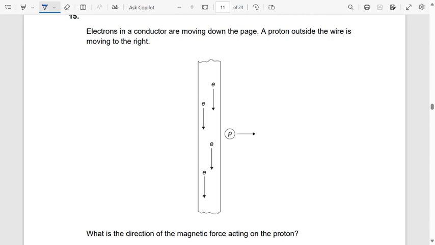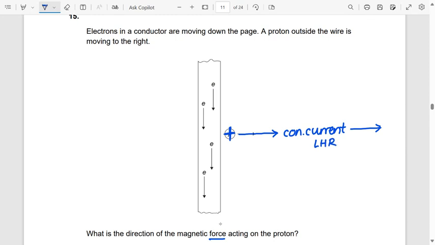So, we've got a proton, which is positive, and it's moving in that direction. I'm just going to start with the proton. Here we can say that the proton is like a conventional current, and it's moving to the right. We are trying to find the force.